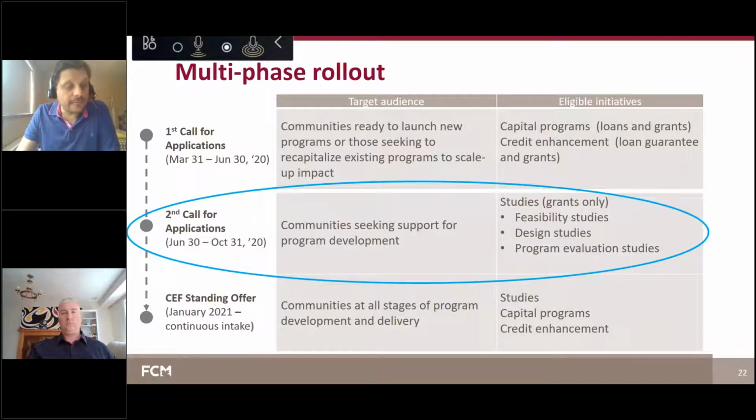Our next targeted call for applications, which opens tomorrow, is for communities who want to assess the feasibility of a financing program or undertake detailed program design work or refinement of an existing program. And then in January 2021, we will be launching a continuous intake program for funding applications. So we'll be funding studies, capital programs, and loan guarantees on an ongoing basis. So for those applicants who are looking to capitalize a program and are looking for a GMF loan or loan guarantee, the next opportunity to apply for that will be in January 2021.